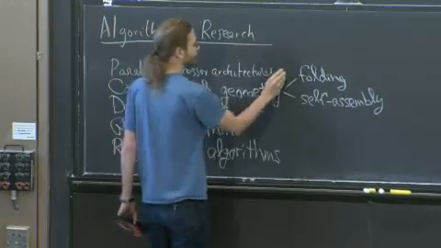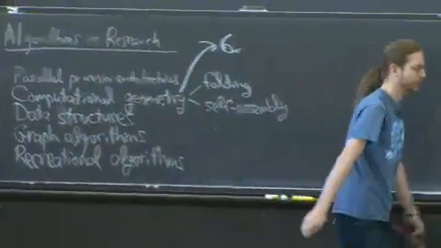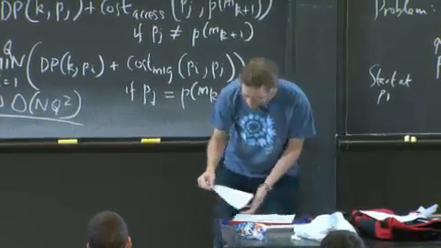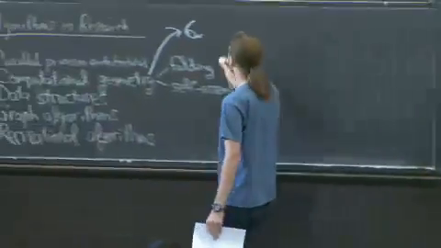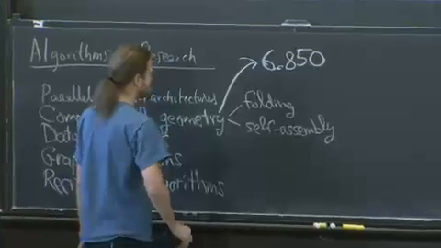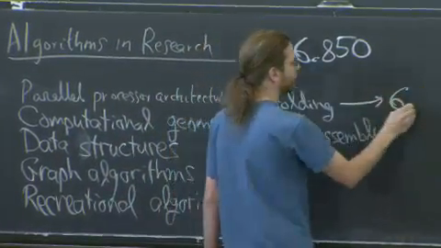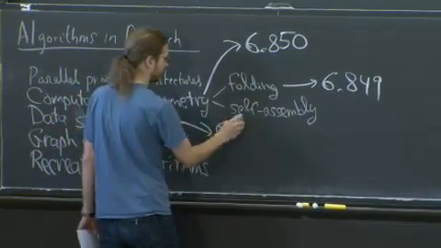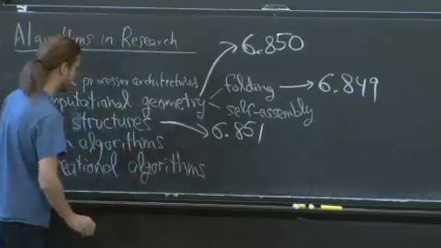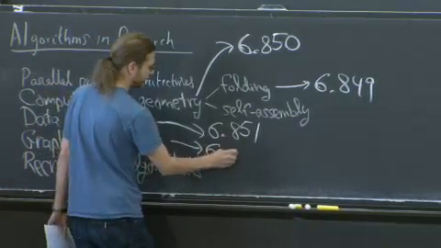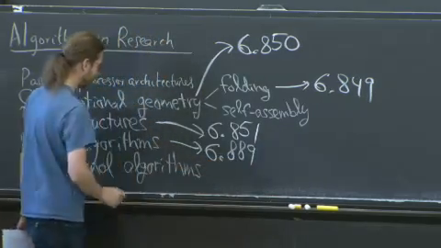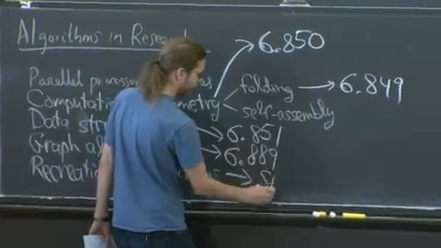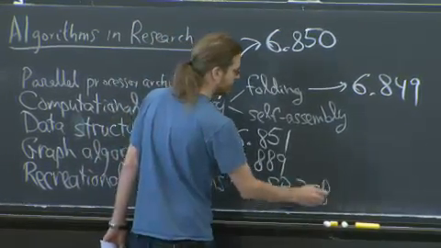Computational geometry in general is, I'm not going to remember all the numbers. 6850. That's a class I don't teach. Folding is 6849. Data structures is 6851. And graphs was being taught this semester in parallel with this class, 6889. And recreational algorithms isn't fully covered, but you could check out SP268, which was offered last semester.